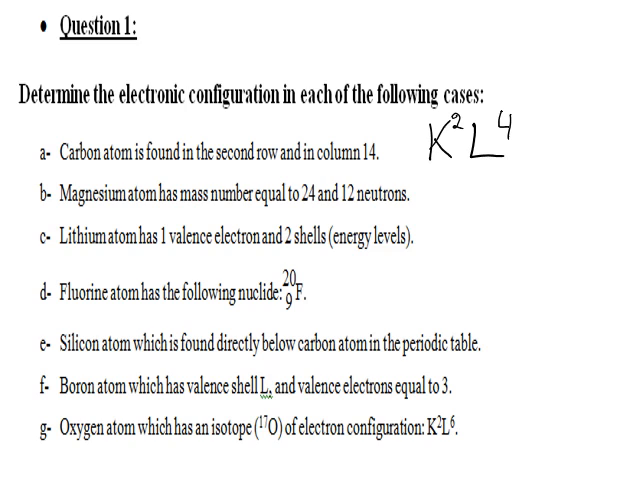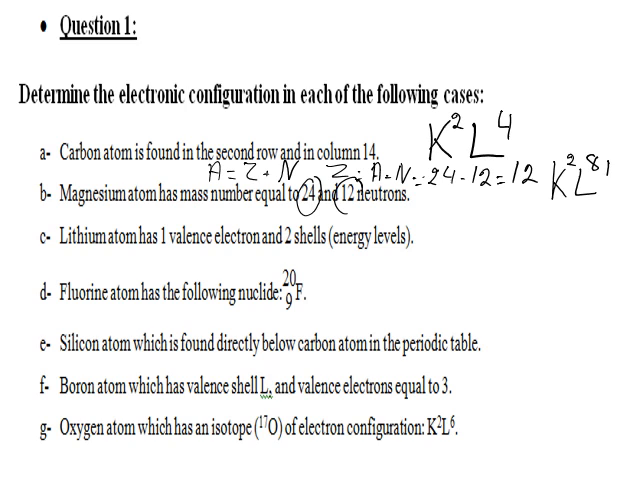Magnesium atom has a mass number which is equal to 24 and has 12 neutrons. Here we have to make some calculation. All of you know that A is equal to Z plus N. We have A, this is 24. We have N, it's 12. So we have to calculate Z. Z is equal to A minus N, it's equal to 24 minus 12. This is equal to 12. So what's the electron configuration? K2, L8, M2. This is for magnesium.